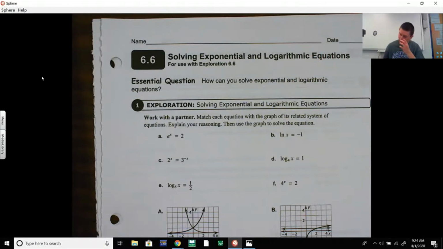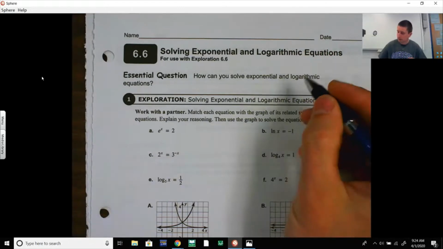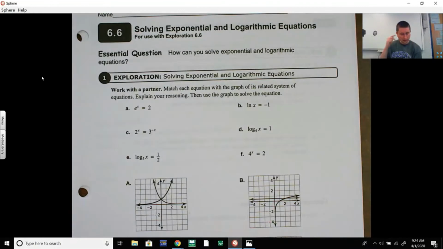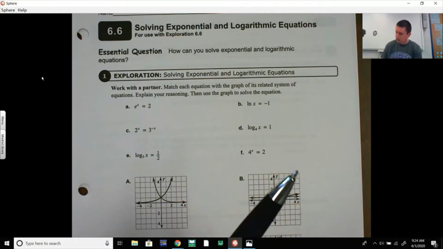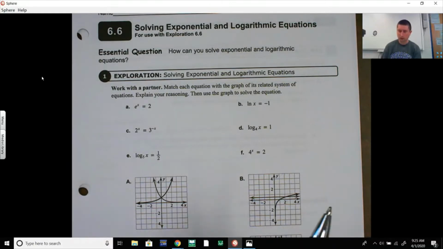So 6.6, solving exponential and logarithmic equations. Of course, a logarithm undoes exponentials, exponentials undo logarithms. How does that work, though? I'd love to get into some more of the story problems and stuff like that, but we won't do it right now. The main thing as we go through these is knowing when you have to use those inverse operations and when you can just set parts equal to each other.